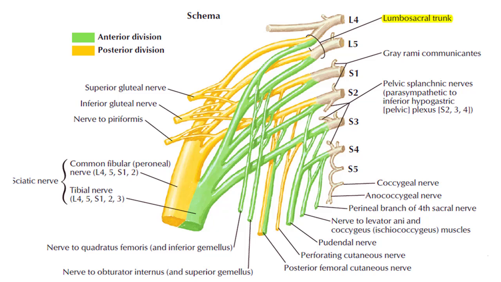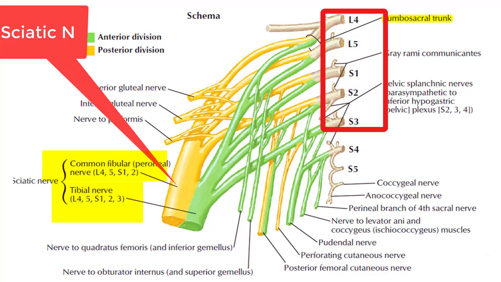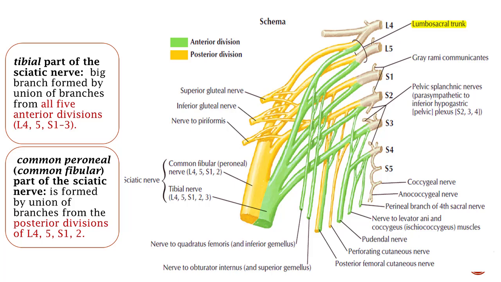Remember, the largest and terminal branch of this plexus is the sciatic nerve, and this nerve is formed from both the anterior and posterior divisions of the anterior rami of spinal nerves L4 to S3. This nerve consists of two divisions, the tibial nerve and the common peroneal nerve. The difference is that the tibial is formed from L4, L5, S1 to S3, by the union of all the anterior divisions, while the common peroneal is formed by the union of the posterior divisions of L4, L5, S1 and S2.